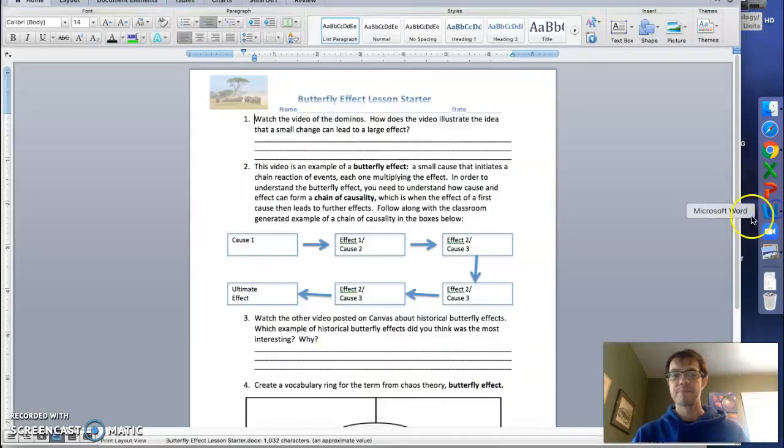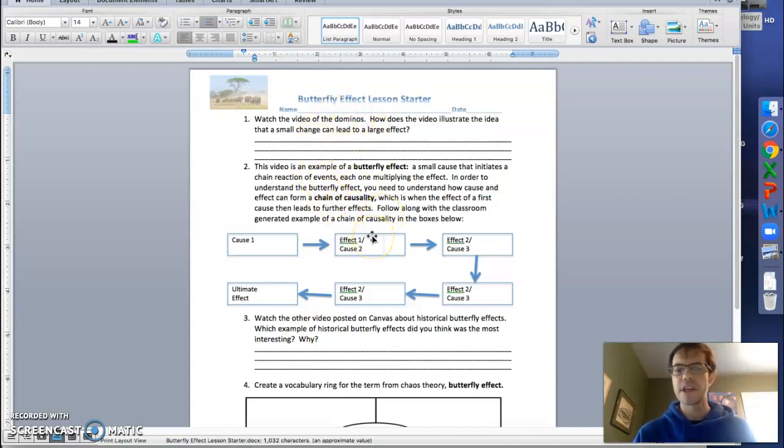So, small change. Think about how small that initial domino was, and yet it was able to literally shake the ground when run through a chain reaction. And that's what we're here to talk about today. This video is an example of the butterfly effect, which is when a small change in the initial condition can cause a chain reaction of events, each one multiplying the effect, so that you end up with a really big difference in the outcome.